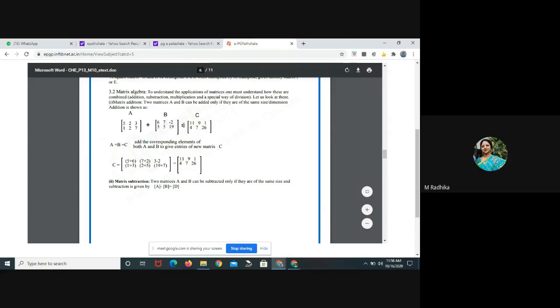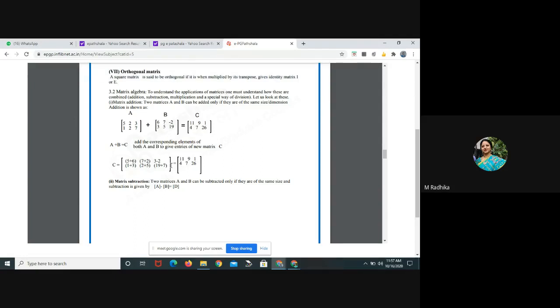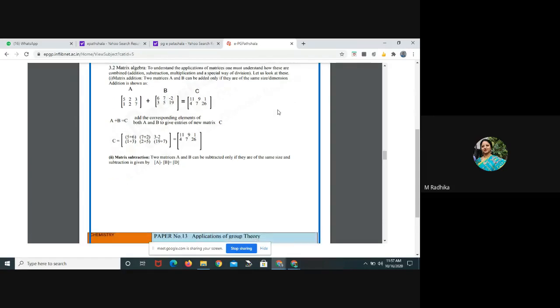So how do we do the addition? 5 plus 6 will give 11. 2 plus 7 will give 9. 7 plus 2, yeah. 3 plus minus 2 will give you plus 1. Just like that, you are simply adding the first element of this with the first element of this, row 1, row 1. So you can see the description here. So it should be of the same type. Both the matrices should be of the same size or dimension. Then only you can do the addition.